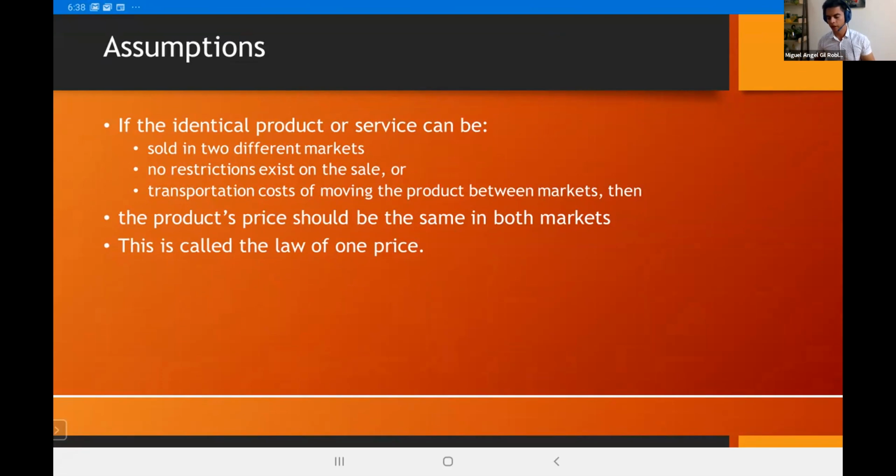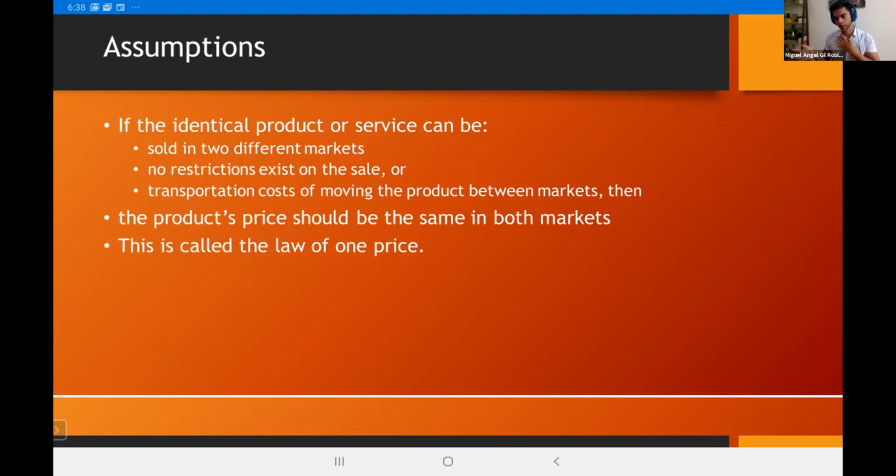Then the next one is that there are no restrictions on the sale. So anyone can buy it and there are no taxes. If you're a foreigner, there are no customs fees, anything like that. So there are no restrictions on buying or selling the product. And finally, transportation costs of moving the product are minimum or 0. So you can buy the burger and eat it in the US or bring it home. It's okay because it's only one block away.